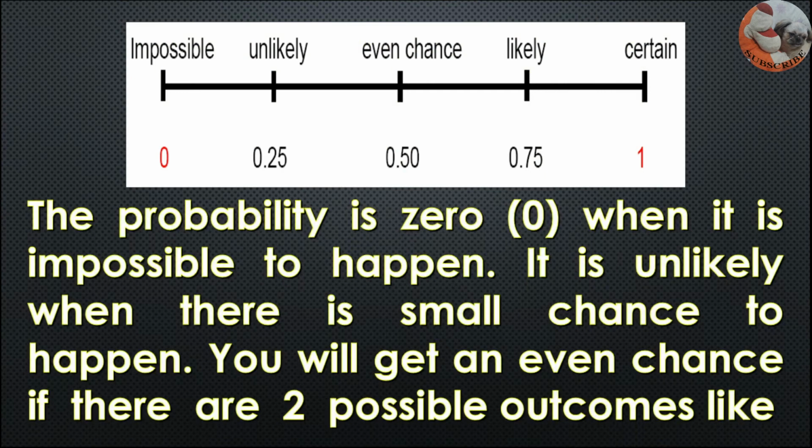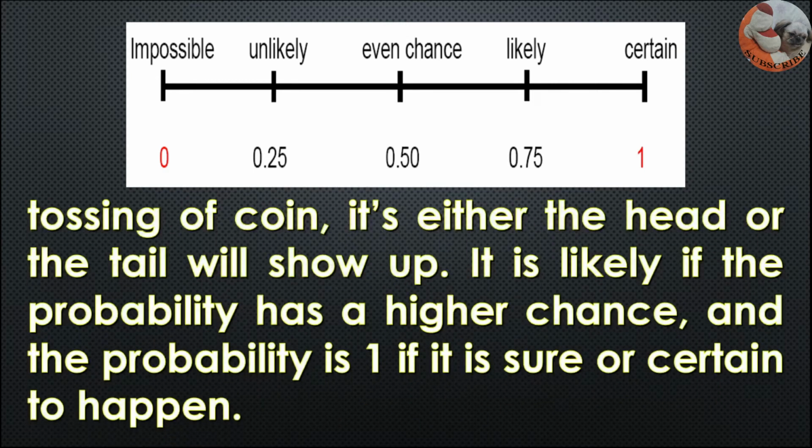The probability is 0 when it is impossible to happen. It is unlikely when there is small chance to happen. You will get an even chance if there are two possible outcomes, like tossing of a coin. It's either the head or the tail will show up. It is likely if the probability has a higher chance, and the probability is 1 if it is sure or certain to happen.